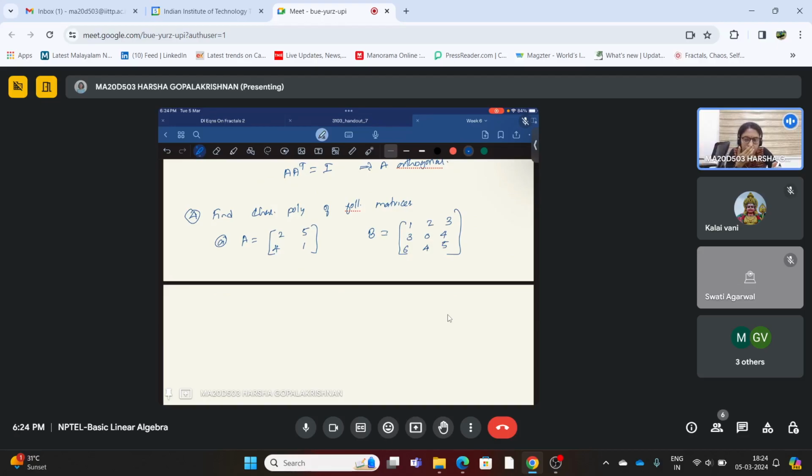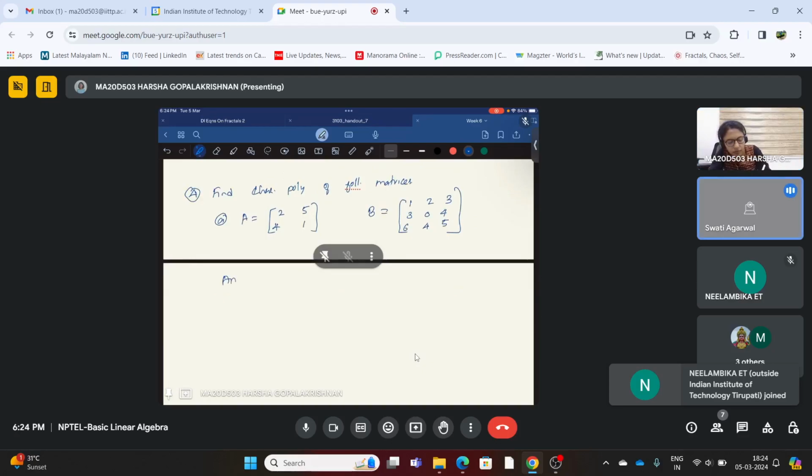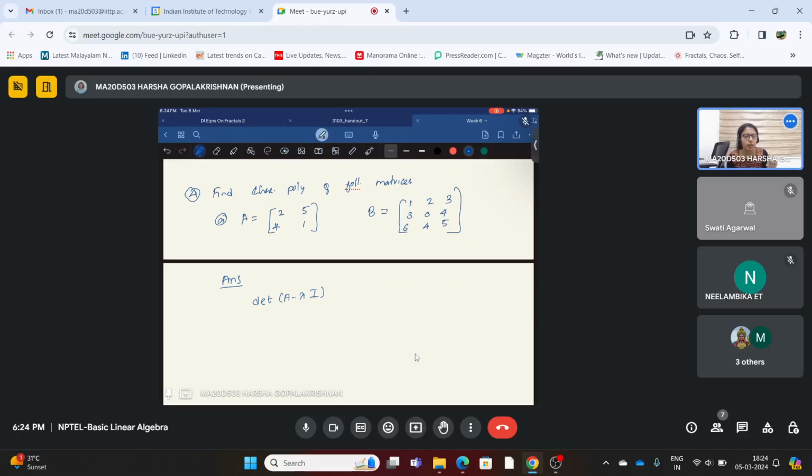What is the definition? Anyone? Yeah, like if the determinant of A minus lambda I is equal to 0. Yeah. So, okay, we will equate it to 0 if we want to find the roots of the corresponding polynomial. So, what does the characteristic polynomial mean? We can say f of lambda equals the determinant of A minus lambda I.